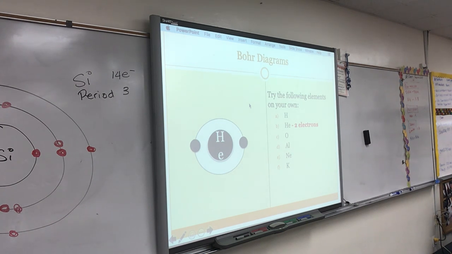Can someone tell me how you do Bohr diagrams in your own words? Because I don't want you to memorize anything. I want you to understand what we're doing. Can someone tell me? The symbol, and then however many periods there are. How do you know how many circles? On the periodic table. How do we know for oxygen? Because it's in period 2. Period 2, so that means that we will have how many? 2. And what's the total number of electrons that you're going to draw? 8. So that's for oxygen, right?